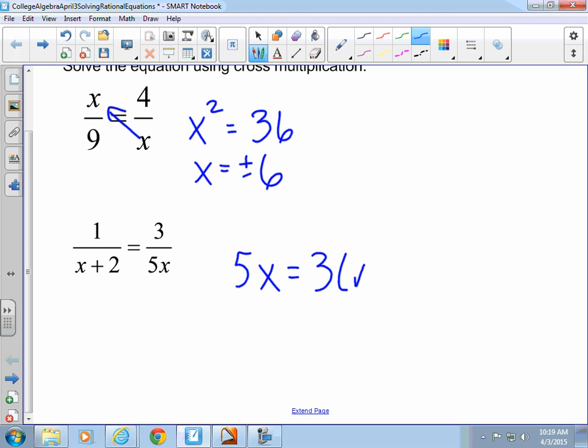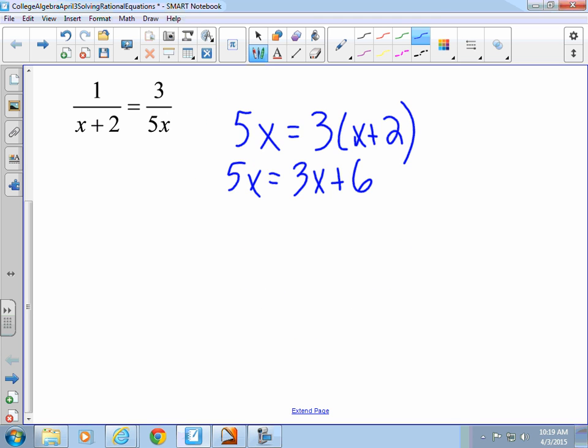equals 3 times x plus 2. Not yet. Subtract it, get all the x's on the same side. Subtract the 3x. And check it. 1 over 3 plus 2 is 1/5. 3 over 15 is 1/5. Those are equal. Any questions about that?